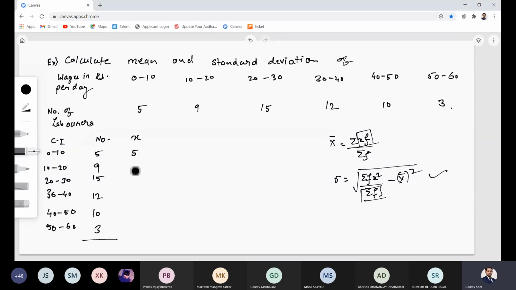So this is 5, 15, 25, 35, 45, and 55. These are your x. So one column for xf, another column for x square f. Now, I told you that in the next lecture I will explain how to use your calculator efficiently when you are doing these things.